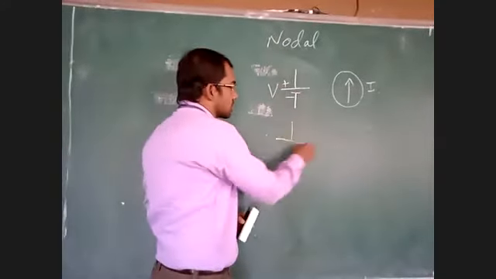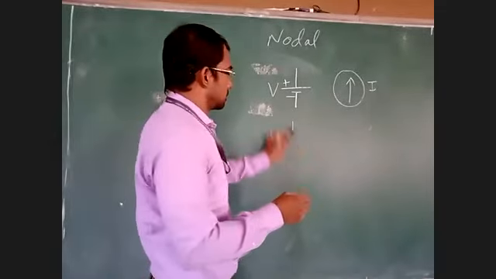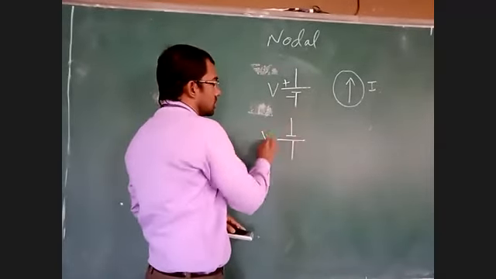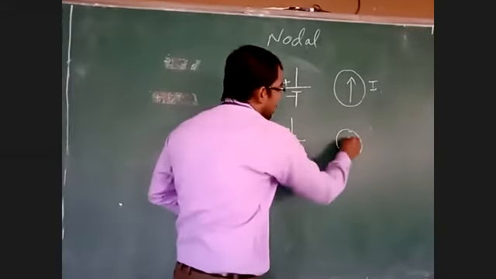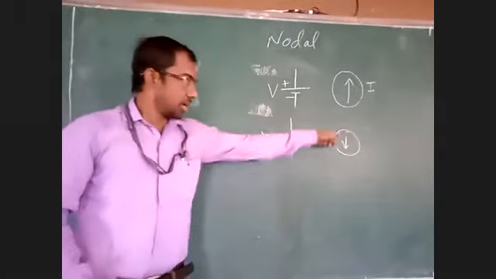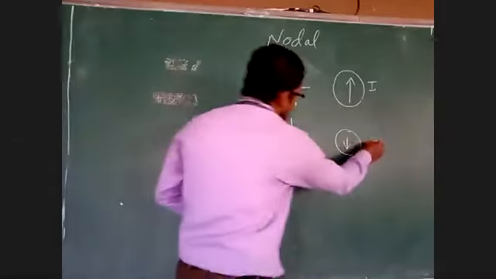Suppose the voltage source is like this, then current will be in the downward direction, because current will flow from negative to positive. The arrow will be in the downward direction. This is the symbol for the current source.